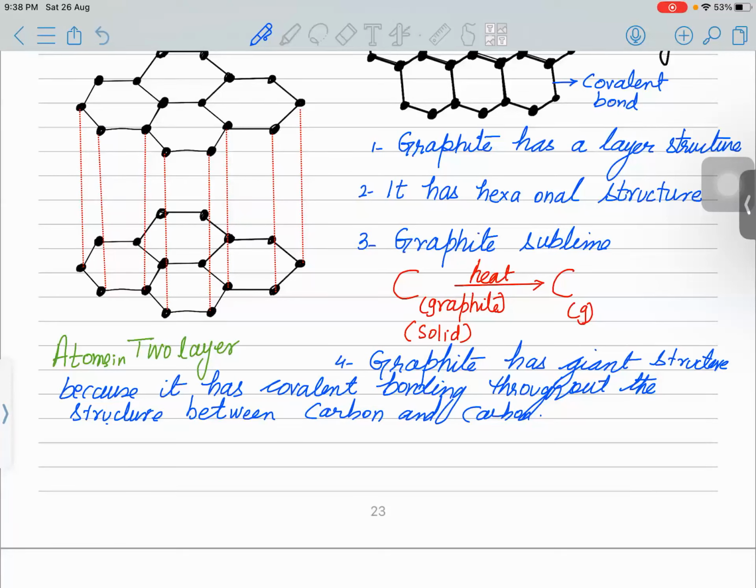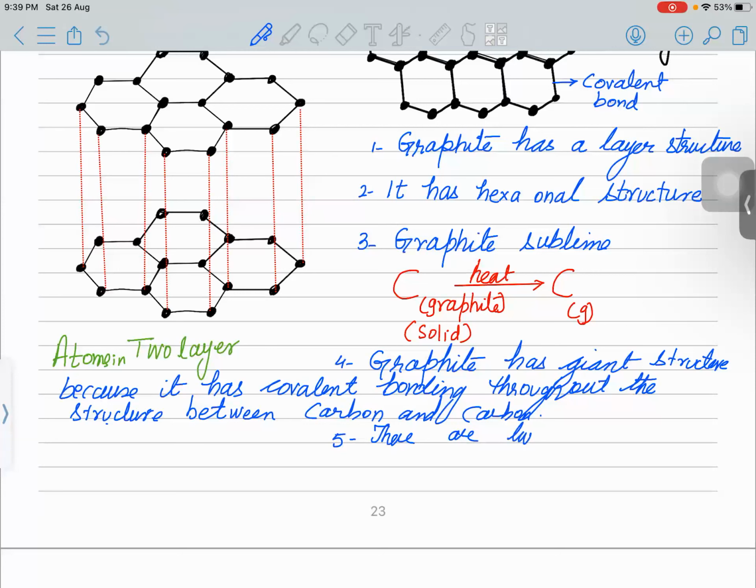Yes, sir. But then, do all giant structures have covalent bonding? Yes, except if you have ionic bonding, it is called giant ionic bonding. If you have covalent bonding, it is called giant covalent bonding. Sodium chloride has giant ionic bonding, right? Now, number 5, you can see that there are two types of bonding.